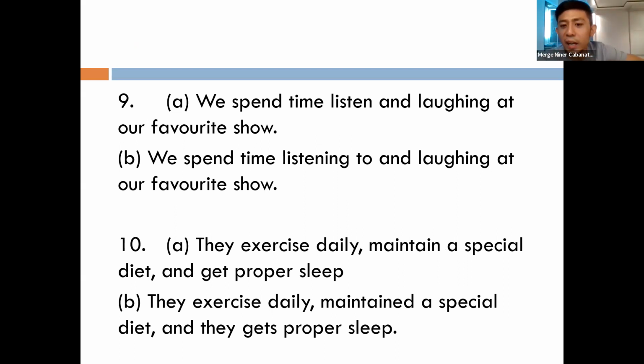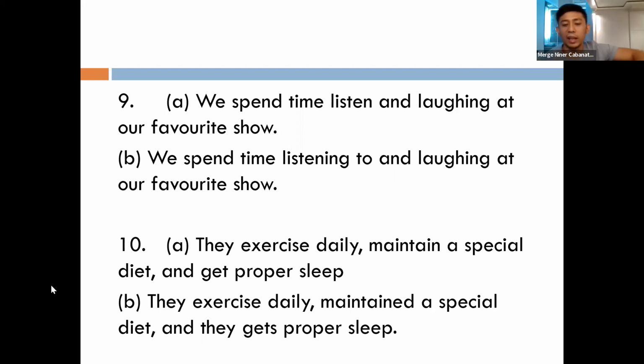Number 9, we spend time listen and laughing at our favorite show. Letter A or letter B, we spend time listening to and laughing at our favorite show. Number 9, letter A or letter B? Okay, ang sagot po nila ay B.